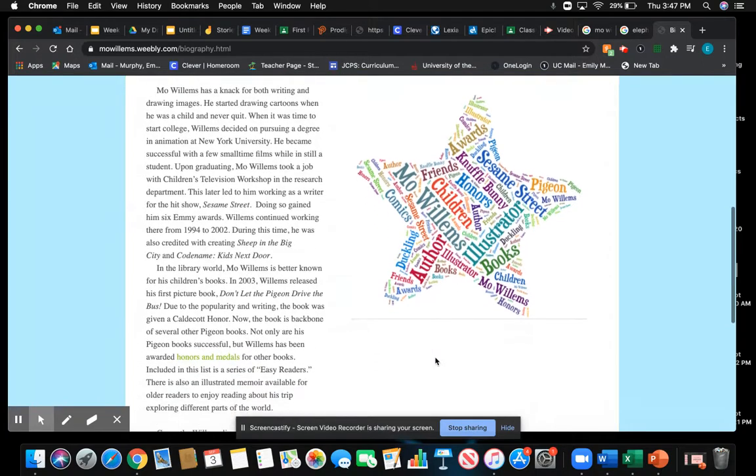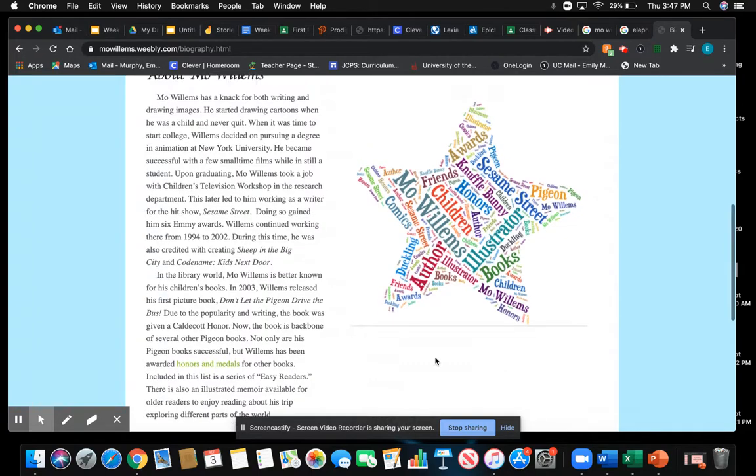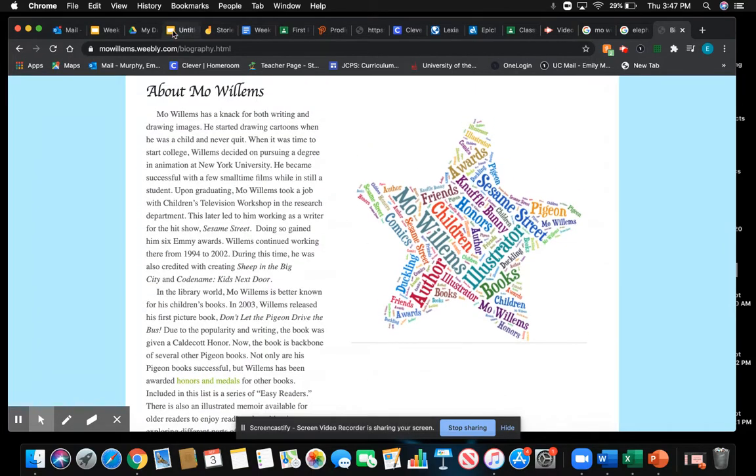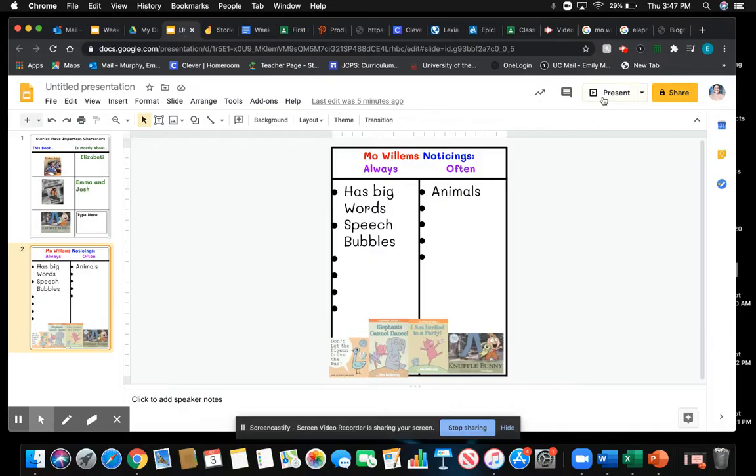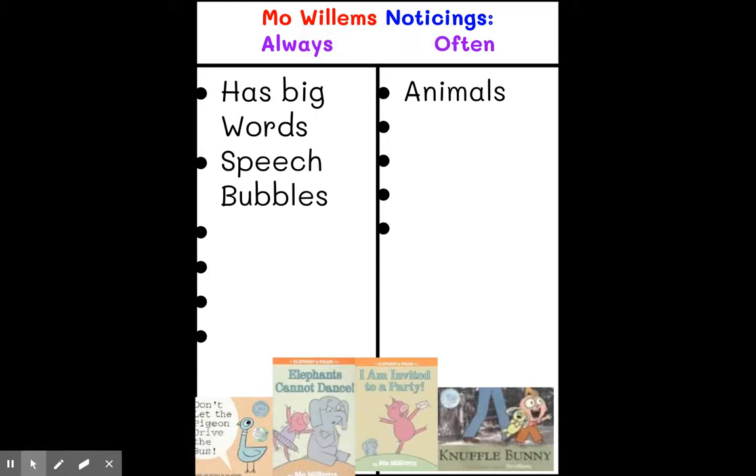He loves to write books for kids, and a lot of them are really popular. Authors love to have the same things in their books because that's what they like to write about. Maybe when you're writing, you can write some similar things, just like Mo Willems.